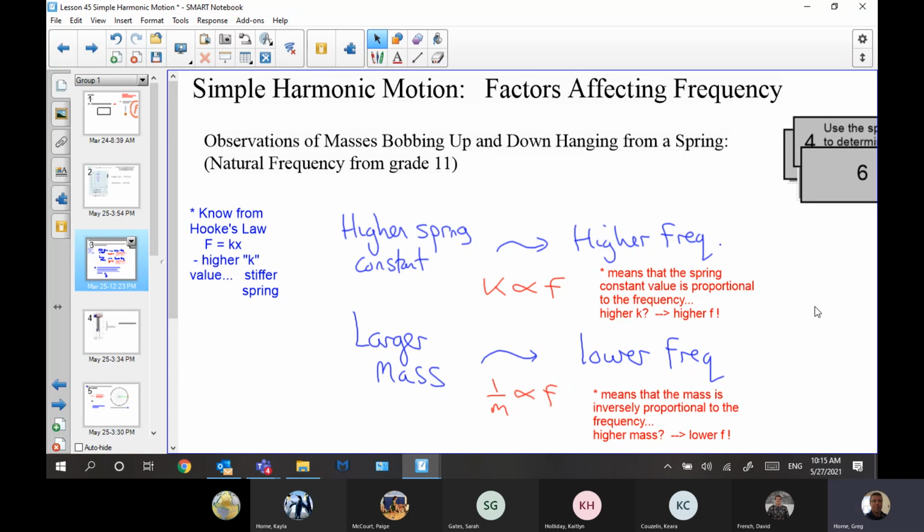I have it written sort of backwards here. I'd say more that the frequency is proportional to the k value. I've worded it backwards and shown it backwards as well. But since the frequency depends on these things, people usually write that frequency is proportional to k, and frequency is proportional to 1/m. Doesn't really matter though. It's true both ways.